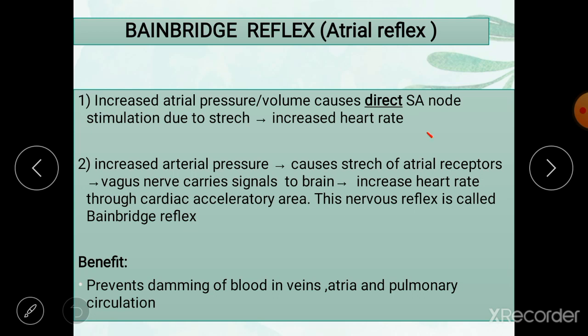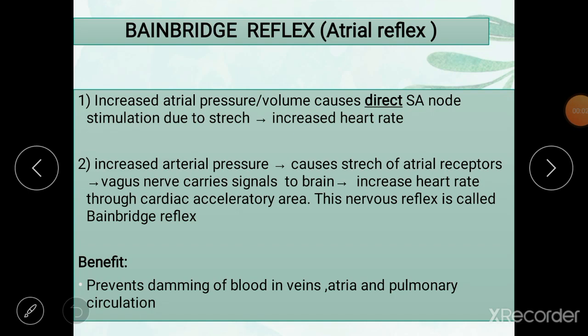The first is by direct stretch of the SA node and increased firing of the SA node, which increases the heart rate. The other is through the vagus nerve, through the mechanoreceptors which are present in your atria, which send signals through the vagus nerve to your brain, which results in increased heart rate and increased heart contractility. Okay, so it protects your heart and it avoids any pooling of blood within the lungs or within the heart. This is known as the Bainbridge reflex.